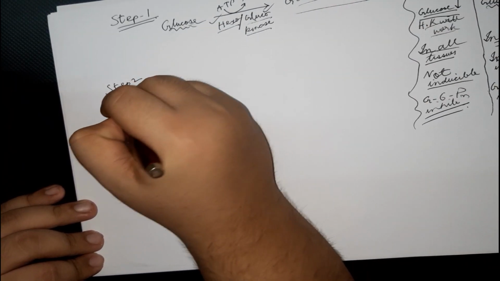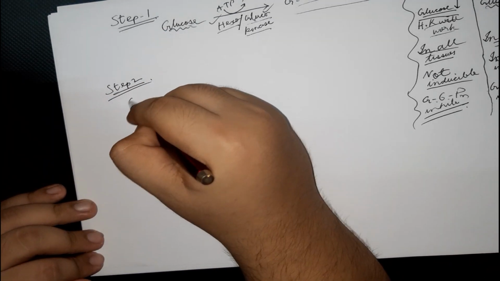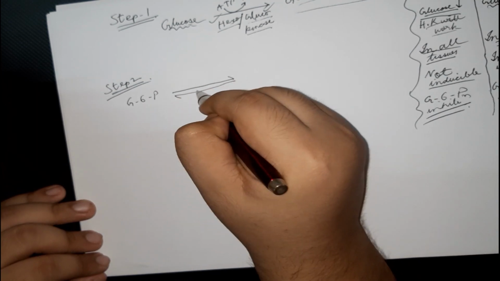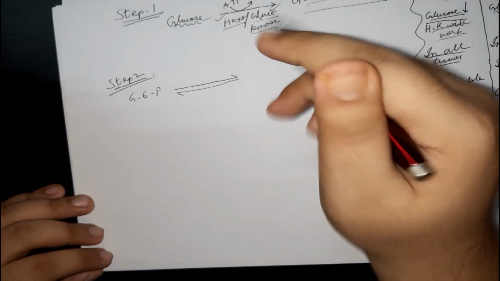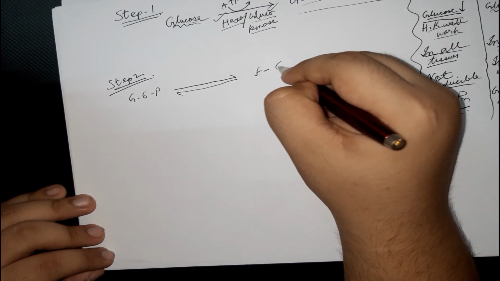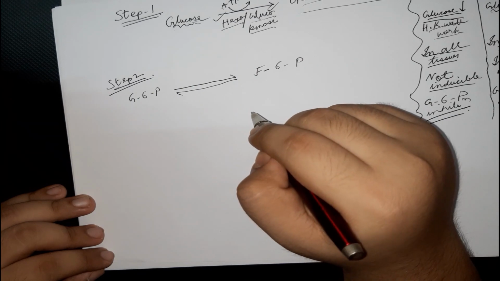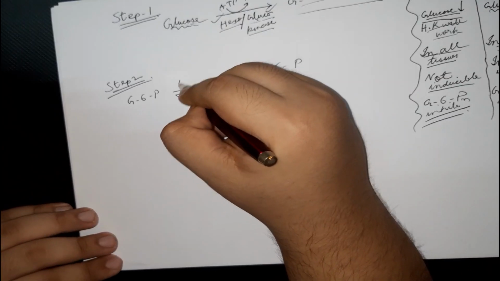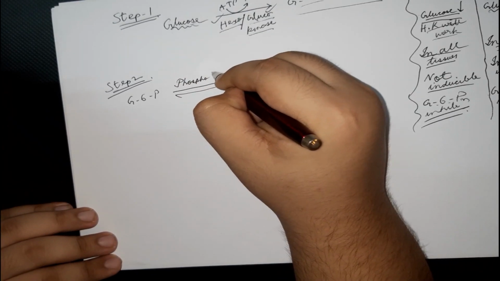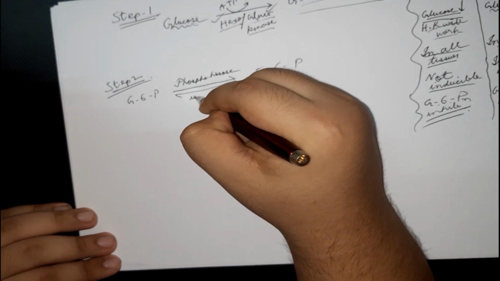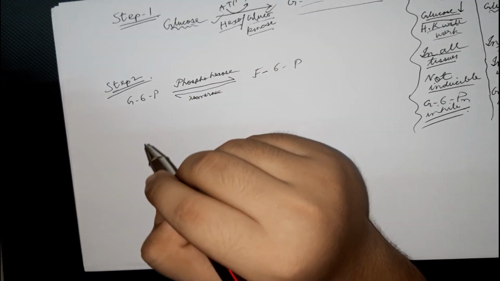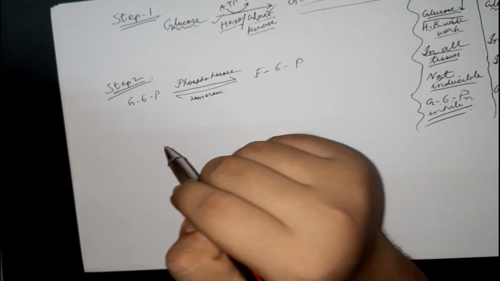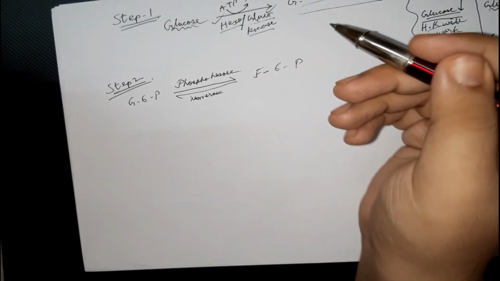So, second step: glucose 6-phosphate is reversibly converted into fructose 6-phosphate. And the enzyme used here is phosphohexose isomerase. That is the enzyme used here, and this is a reversible step. Done. Nothing much to talk about here.